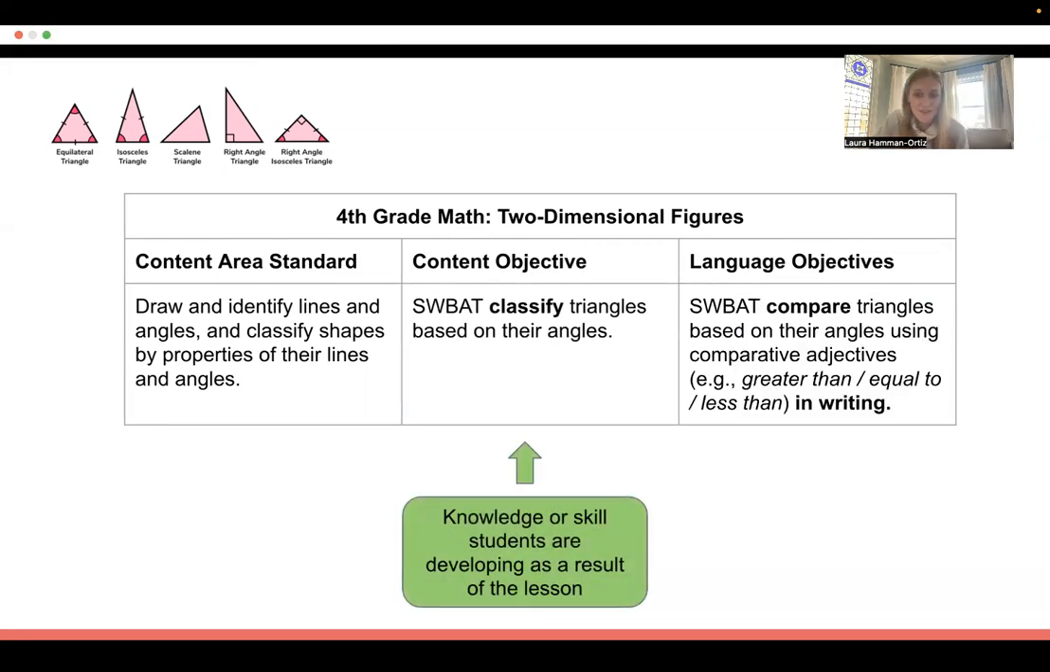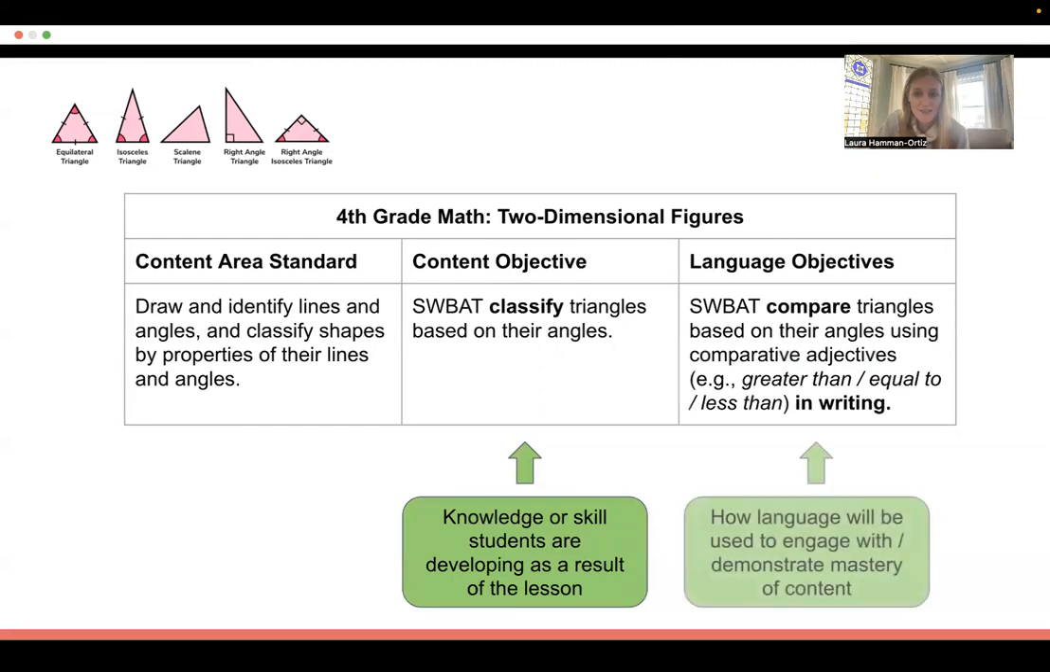The language objective here for this lesson is students will be able to compare triangles based on their angles using comparative adjectives like greater than, equal to, and less than in writing. So here you see specifically what I want them to do with language. They're classifying triangles. That's the content goal, the knowledge or skill. With language, they're going to be using comparative adjectives. This angle is greater than, this angle is equal to 90 degrees, this angle is less than 90 degrees in their writing as they're comparing triangles. So that's what they're doing with language in this lesson to meet the content objective.